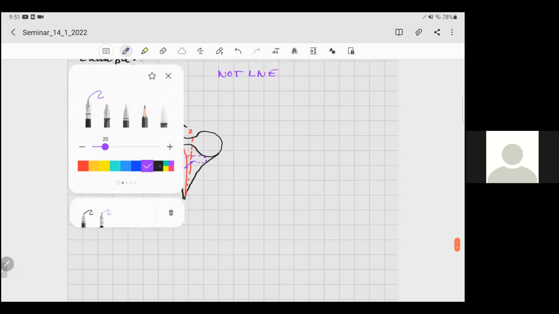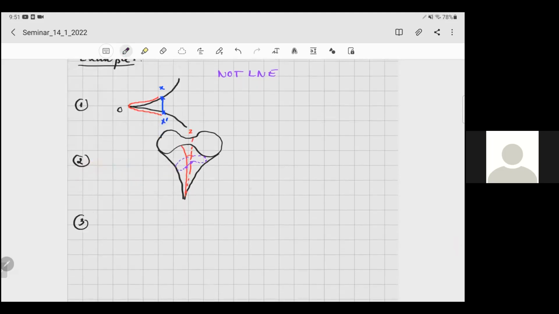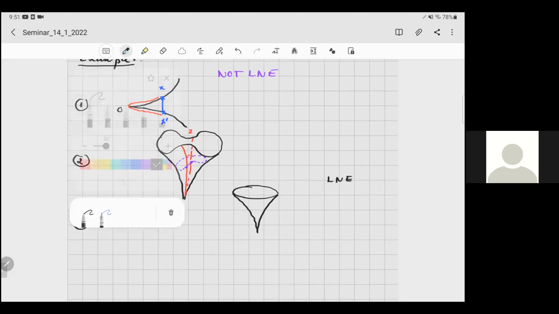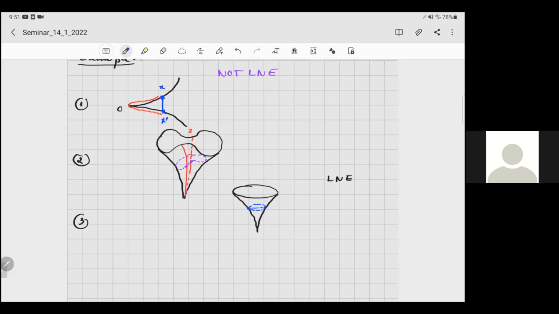However, if we take this one, yeah, this one is LNE. Why is this one LNE? We can see that if we take one point here and one point here, with the outer metric we go directly from here to here. But with the inner metric, we have to go around the circle. But the length of the circle and its diameter are almost similar, right? So this is LNE.